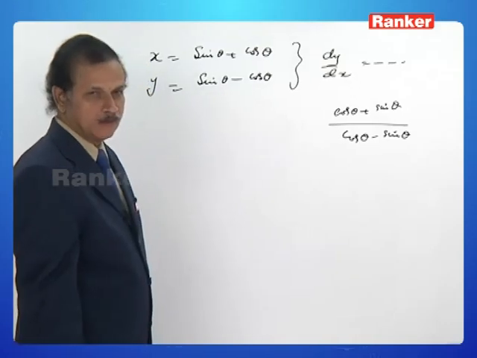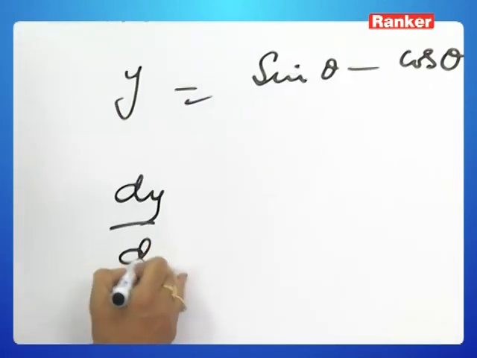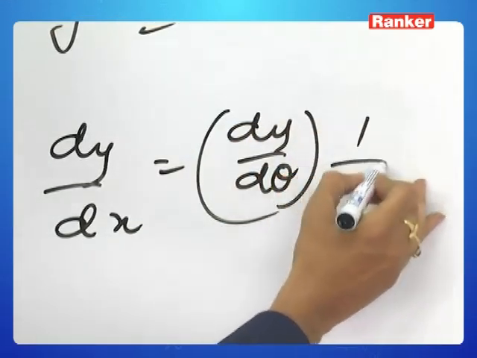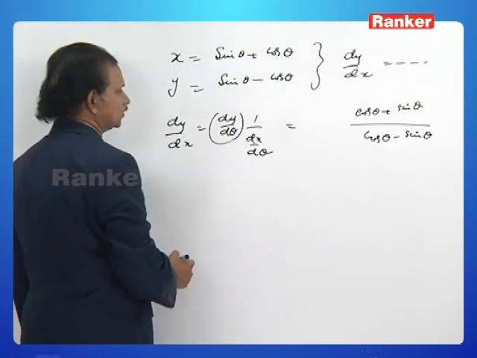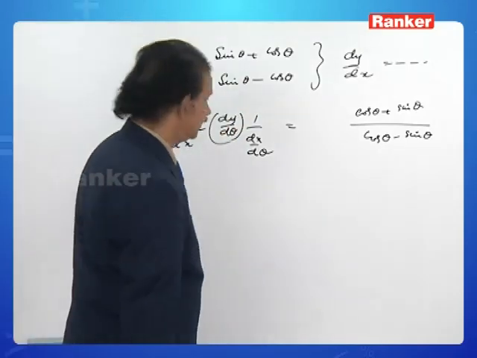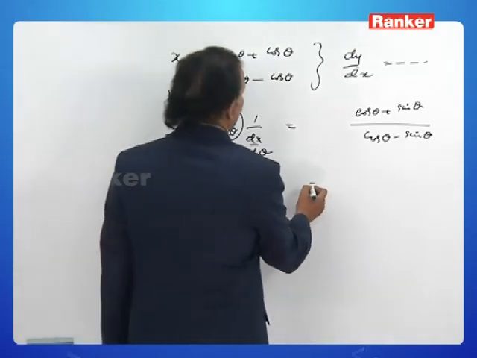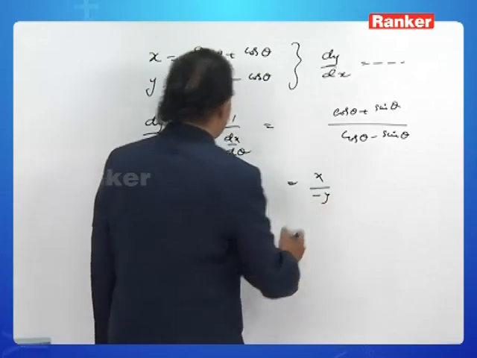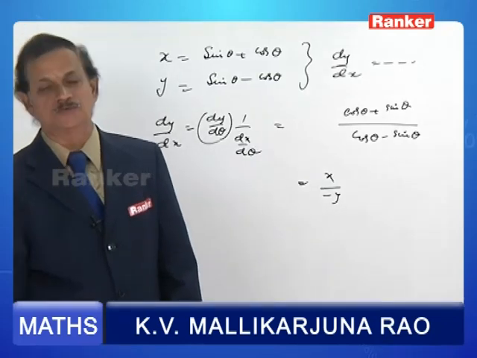No, couldn't follow? Shall I explain it once again? dy by dx is nothing but dy by d theta into 1 by dx by d theta. What is dy by d theta? Derivative of sin theta is cos theta, derivative of minus cos theta is plus sin theta, by cos theta minus sin theta. If you want to express it in terms of x's and y's, why not? What is sin theta plus cos theta? It is x. What is cos theta minus sin theta? It is minus y. Therefore, you can have the answer both in terms of thetas and in terms of x's and y's.